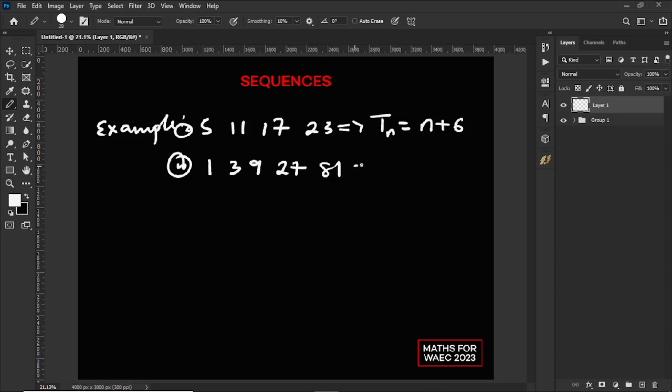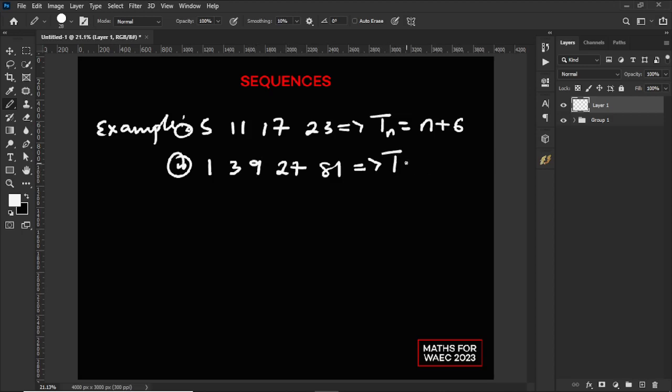Okay, now look at this second one. What would this one be? The second one is multiplying by 3. Are you sure? Yes, sir. Okay, 3 times 1 will give us 3, 3 times 3 will give us 9, 3 times 9 will give us 27, 3 times 27 will give us 81.